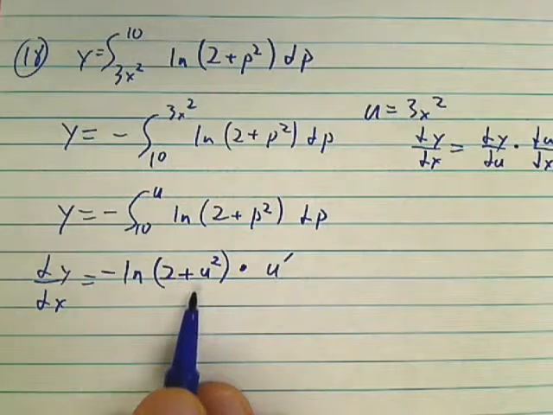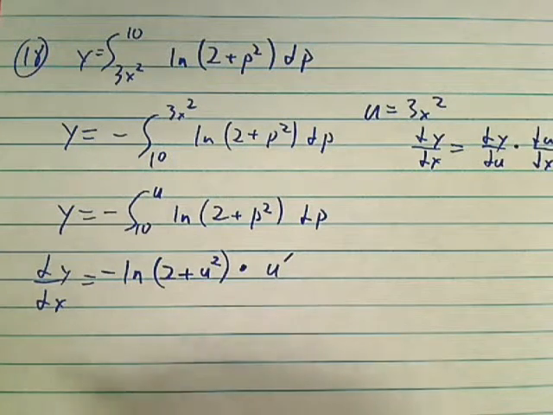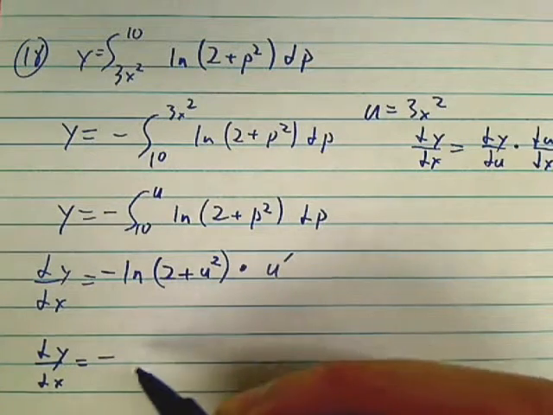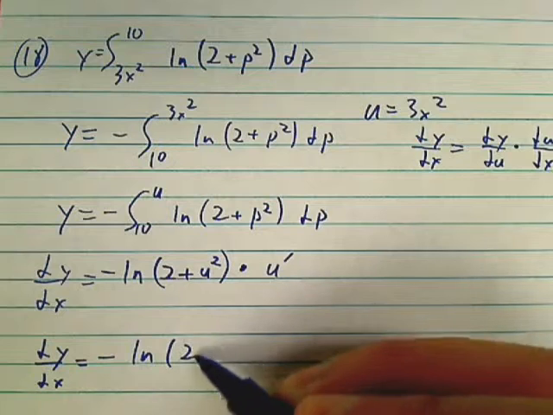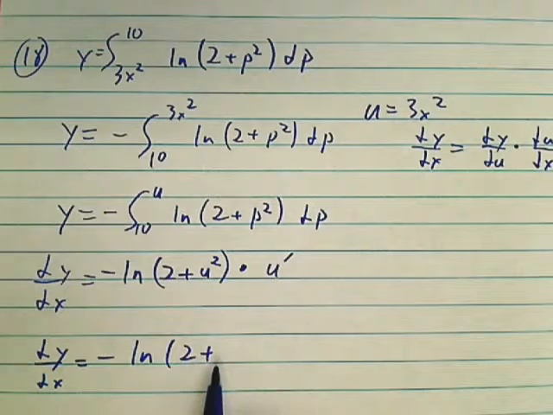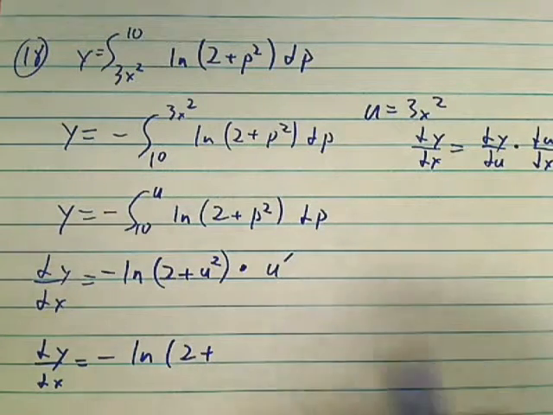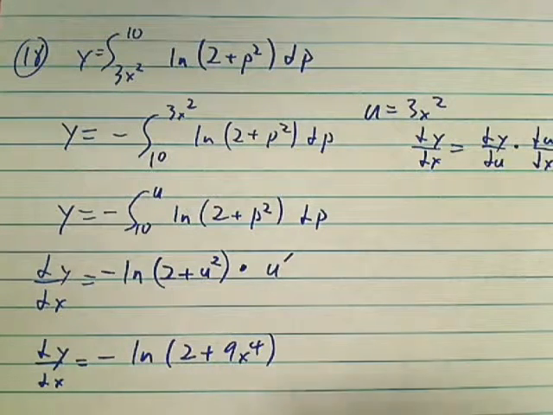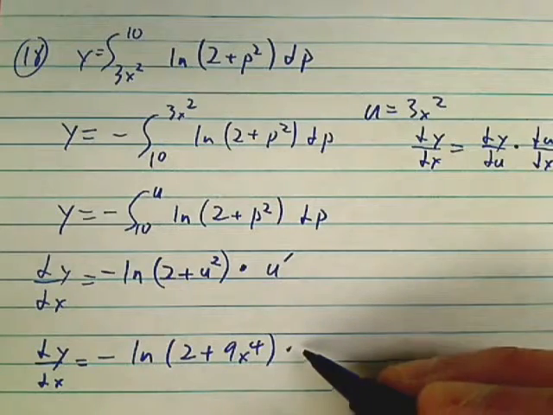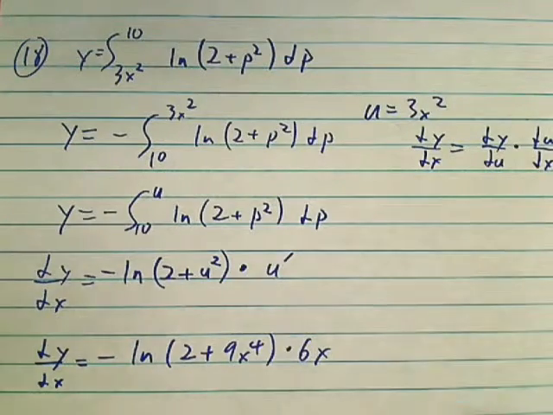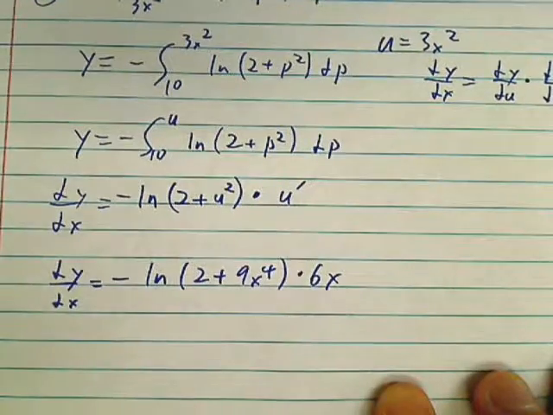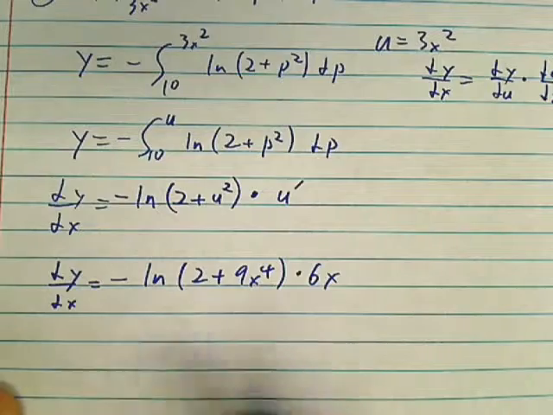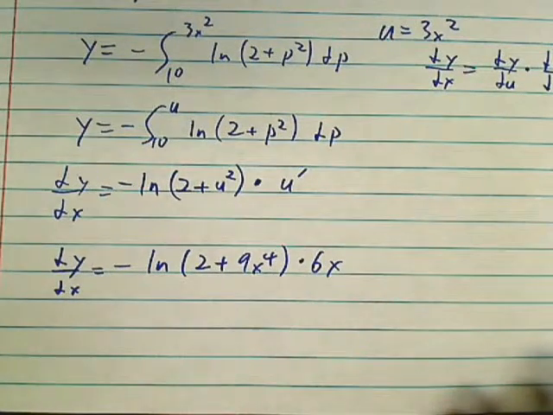So let's go ahead and substitute in our value of u for x, and that will give me my final answer. dy dx is equal to negative natural log of 2 plus u squared. Well, what's u squared? 3x squared times 3x squared is 9x to the fourth, times u prime, times 6x. I may be able to simplify that a little bit more, just put the 6x out front or something like that. But basically that's my derivative.